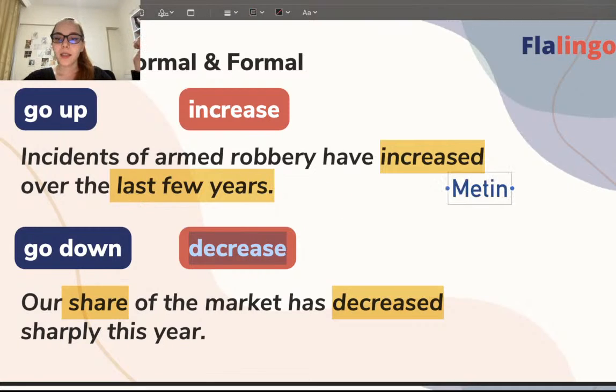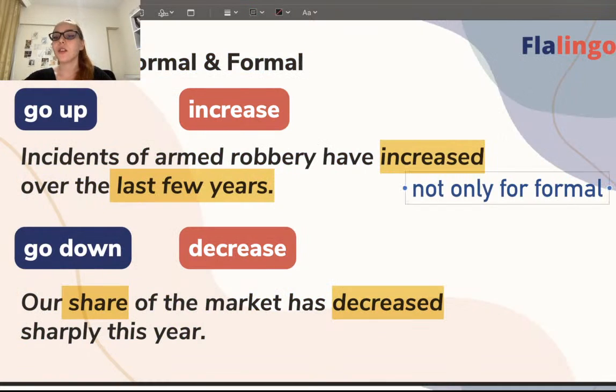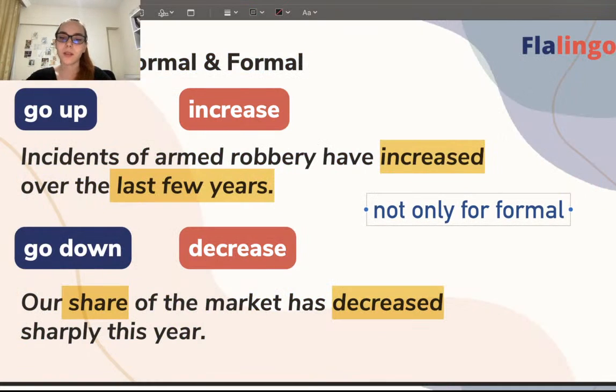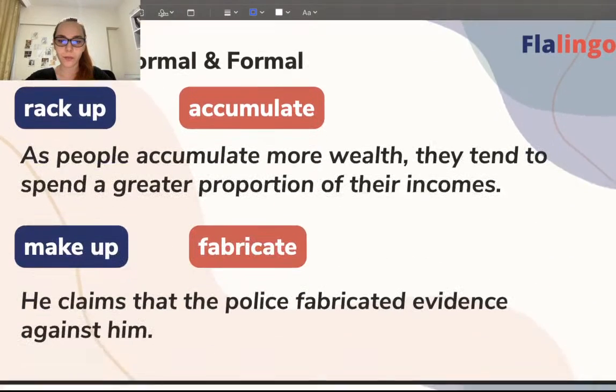By the way, these words are not only for formal language. If you use these words in your daily speaking as well, not all the time, but sometimes, they will help you a lot, and you will see that your level of speaking will increase, and people also can see the difference if you use formal words instead of informal daily speaking. All right, so let's continue.